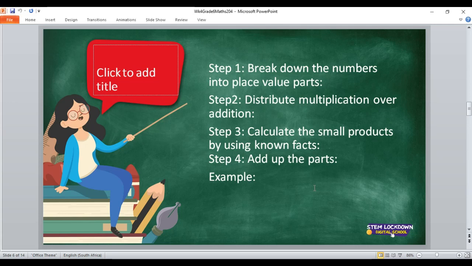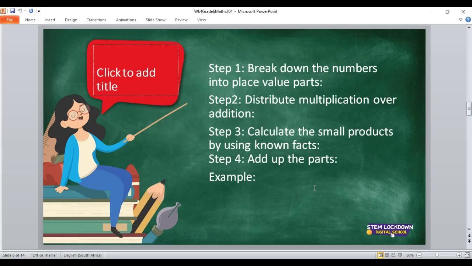Since we did the place value parts last week, we now know that if I have 114, that needs to be broken down. Then I have 100, I am going to write down 100, and then plus 10 plus 4, multiplied by 10 plus 3 plus 7. And now we distribute the multiplication over addition.